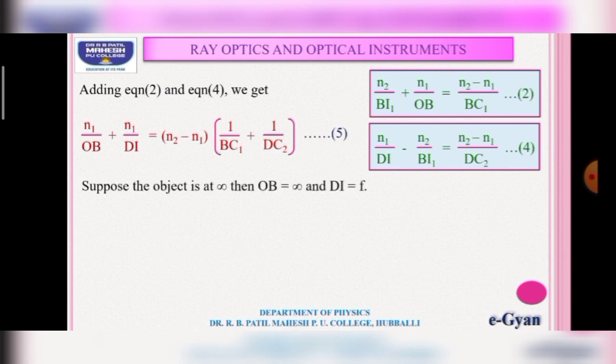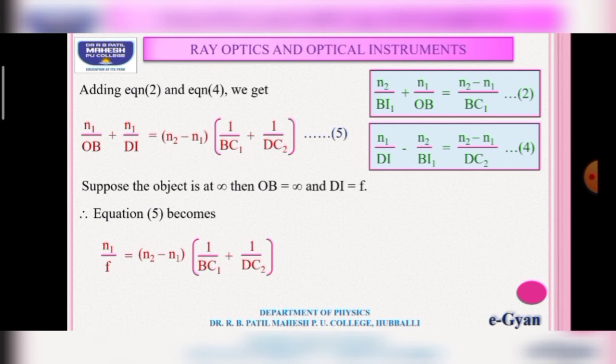Suppose the object is placed at infinity, then object distance is equal to infinity and image is formed at focus, principal focus. Therefore, image distance is equal to f. Substituting these two values in the above equation, on the left hand side we get N1 by f is equal to N2 minus N1 into 1 by BC1 plus 1 by DC2. Let this equation be 6. Here f is the focal length of the lens.